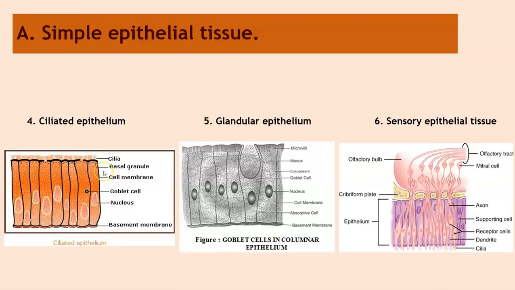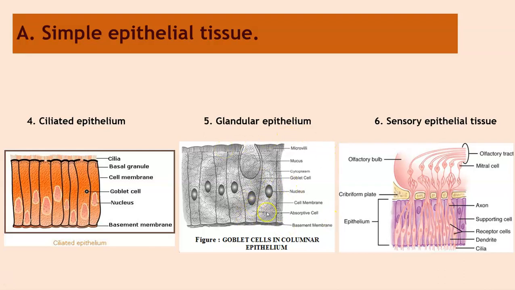Now what is the function? They create movement of the materials in contact in a specific direction, and thus they are able to prevent entry of foreign particles into our trachea. Then they push the ovum through the oviduct. It is also found in the inner linings of the buccal cavity of the frog, the nasal cavity, trachea, and oviducts of all vertebrates. Next is the glandular epithelium.